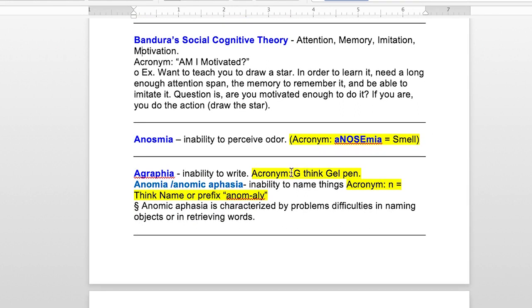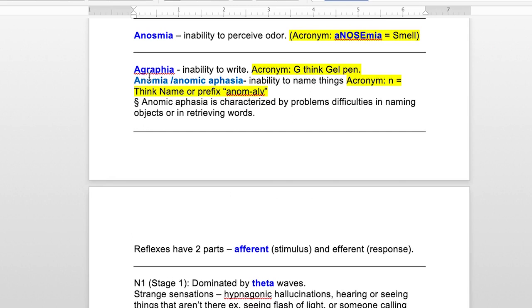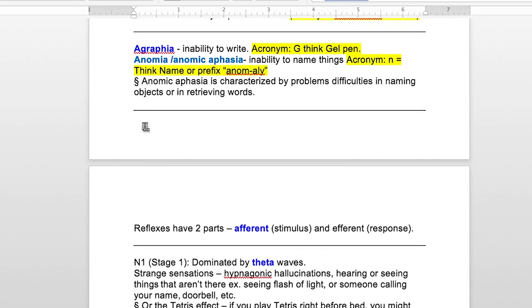Agraphia, think of G as a gel pen, so cannot write. A just means, you know, unable to or anti. Anomia, so the N stands for name, so you cannot name things, right? That's a pretty easy one as well.